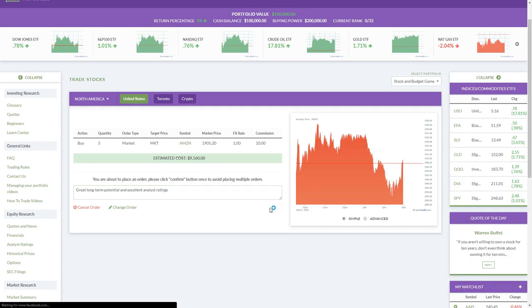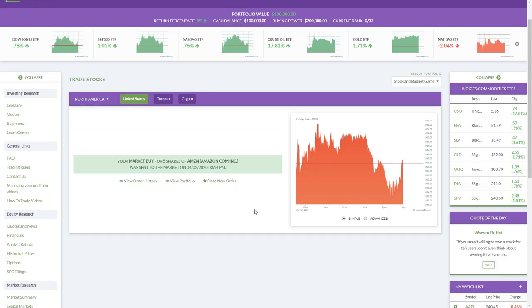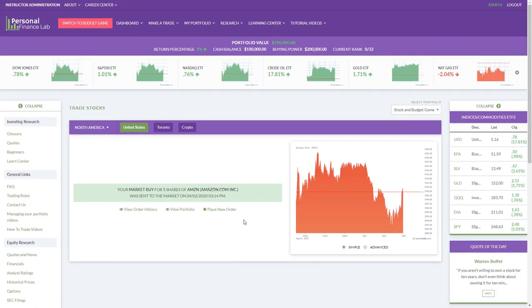I wrote my note and I press confirm to place my trade. So that's really all there is to it. It's not a complicated process to use Personal Finance Lab to place a trade. When students are coming for the first time, the hardest thing for most students to do is pick what they want their first stocks to be.